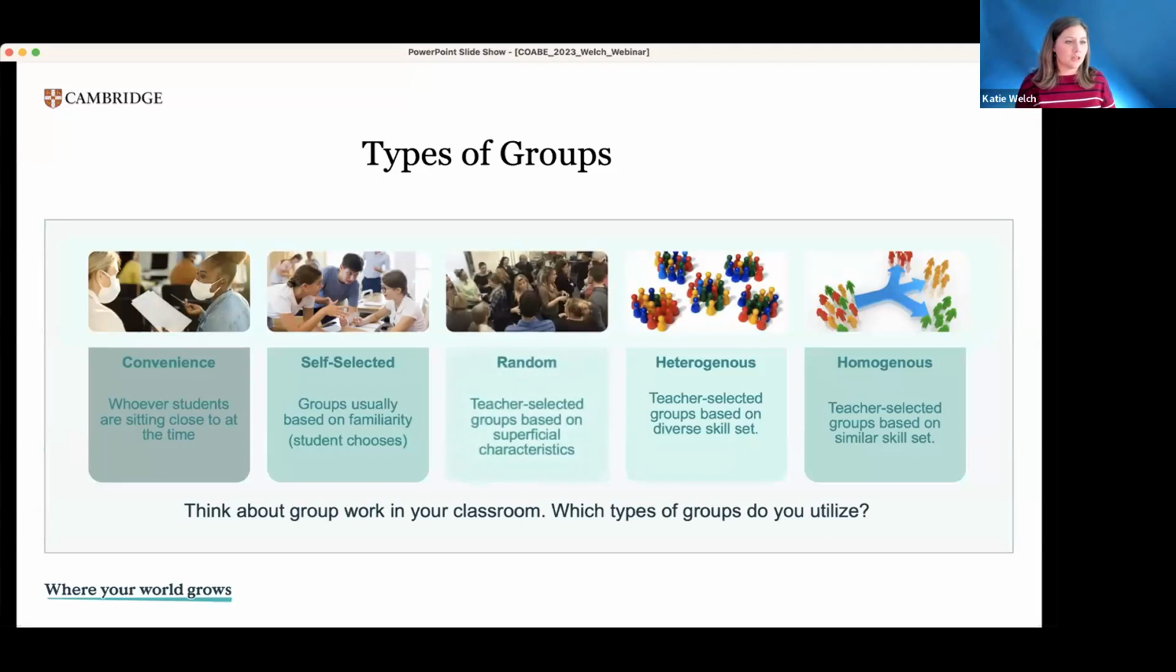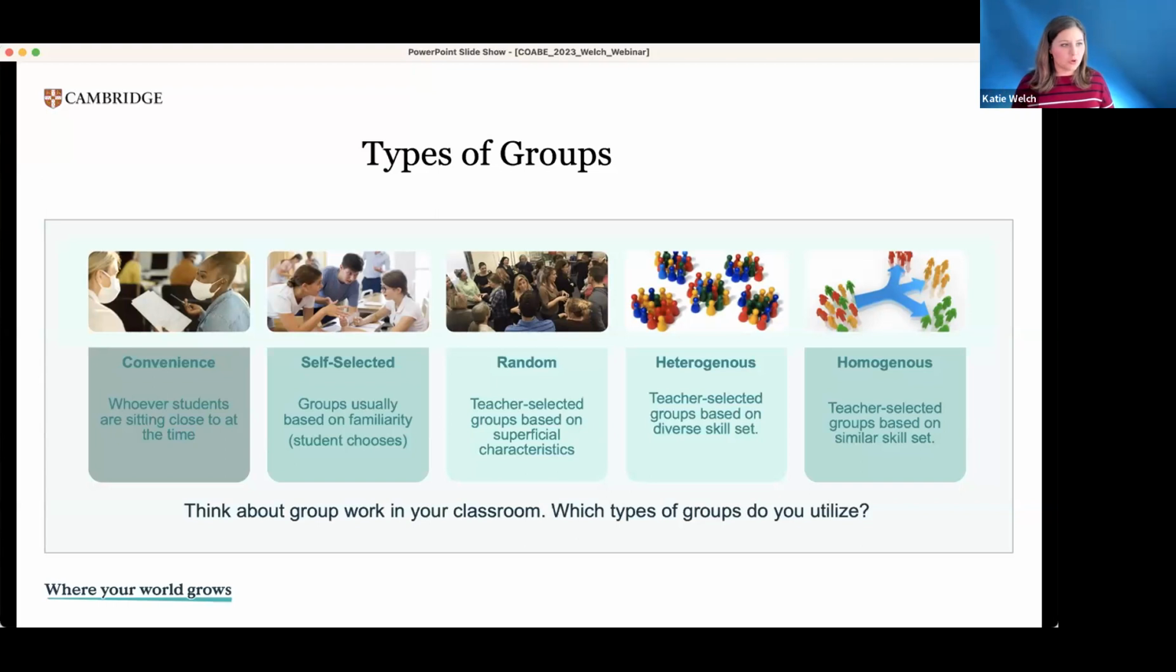The first one is convenience groups. A convenience group is the one that I used very frequently when I was first teaching, which is just whoever the student happens to be sitting close to at the time, that's who they work with. It's convenient. They just sat wherever they wanted to in my classroom, and if we were going to do groups, I would just say, turn to the person next to you. That's a convenience group, and definitely very easy.